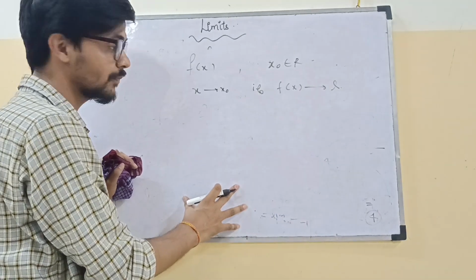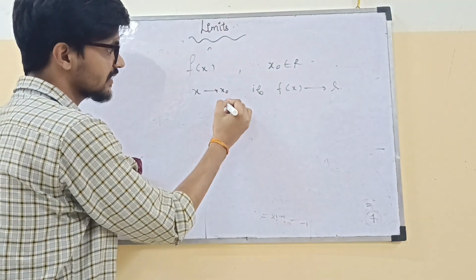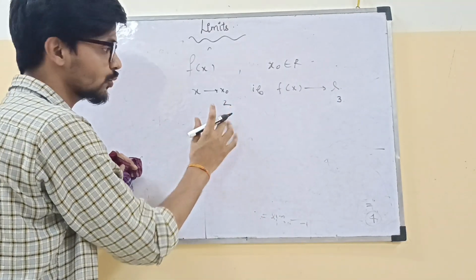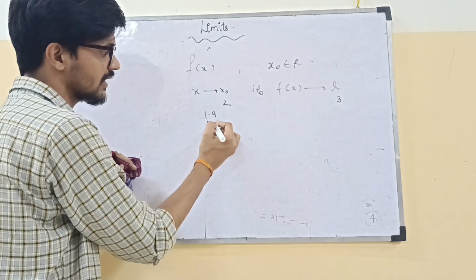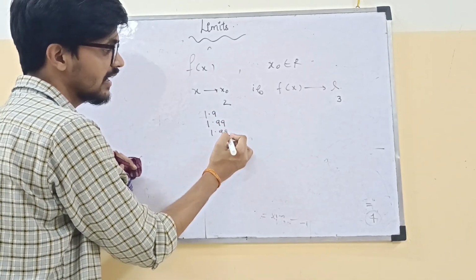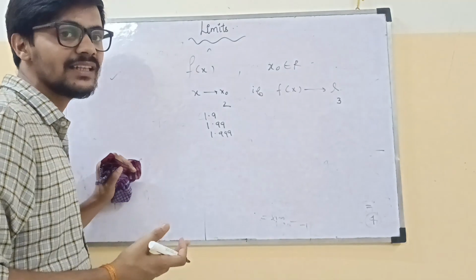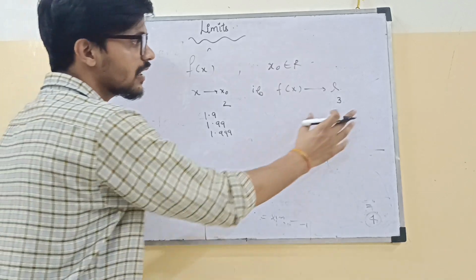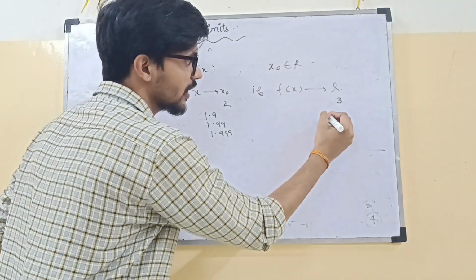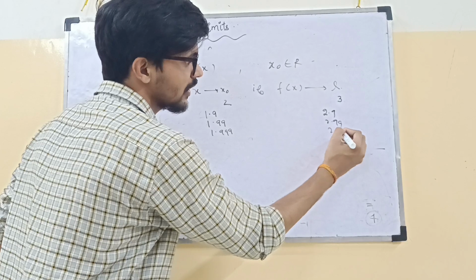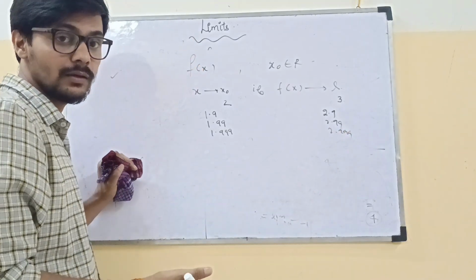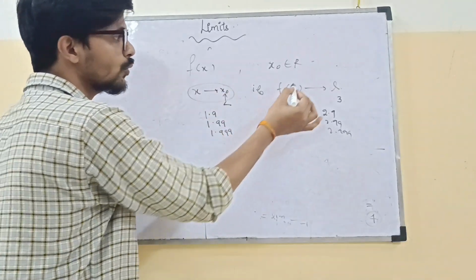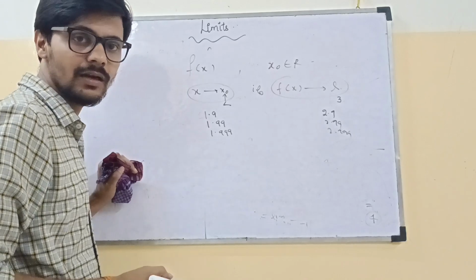Sir, what is this reaching term? So consider my x naught is 2 and my L is 3, right? So you are reaching towards 2 means x is taking values like 1.9, 1.99, 1.999. The more you want, the more you can go. Similarly, the function is going like 2.9, 2.99, 2.999, like this. So the more you go closer to this x naught, the more you will go closer to this L.